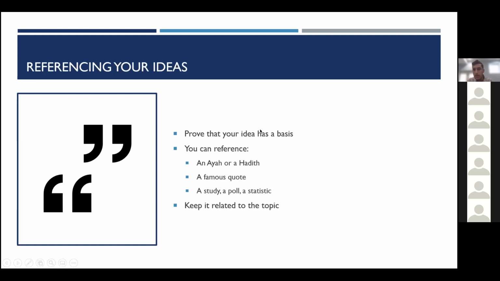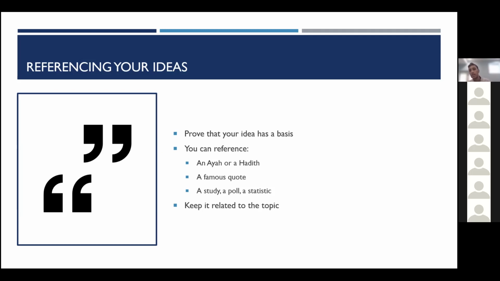Okay, next we're going to talk about referencing your ideas. What makes an essay different from something more academically based, like a research paper, is that in an essay, you are writing your own ideas mainly. When you're doing a research paper, for example, which is something they do in higher levels in school, you're just researching a specific topic and grabbing facts, statistics, and quotes, and then presenting those together. But what you're doing in an essay is presenting your own ideas.